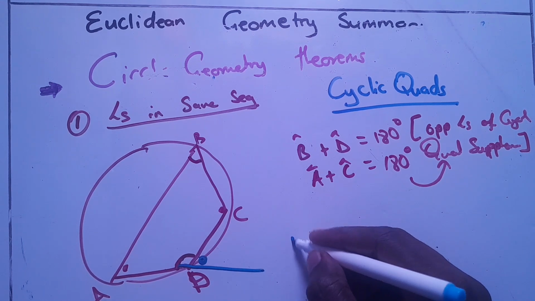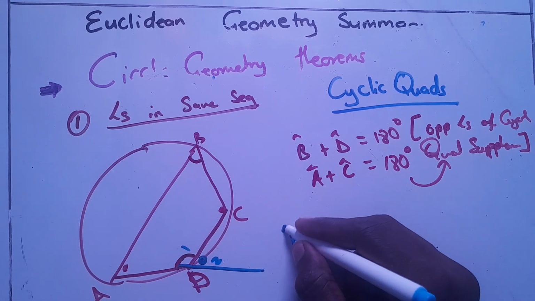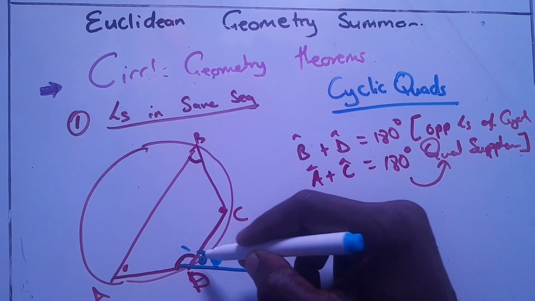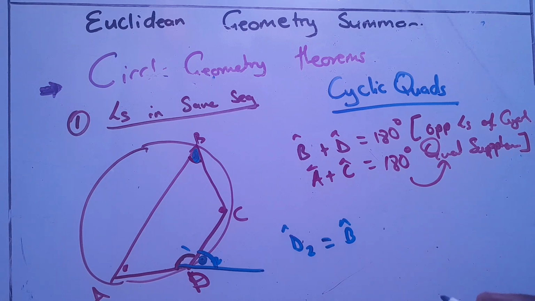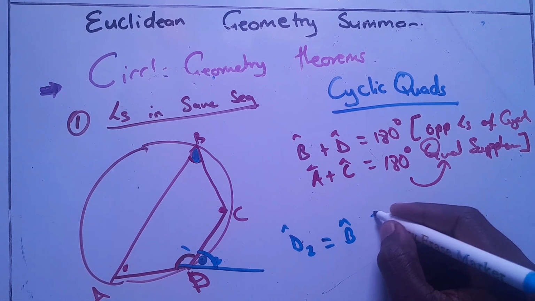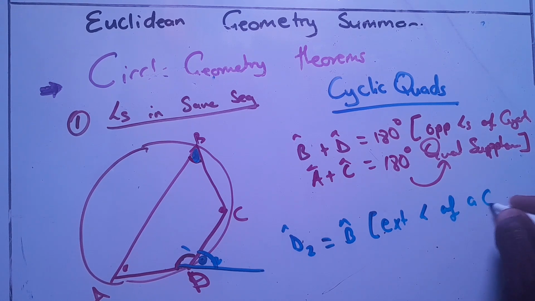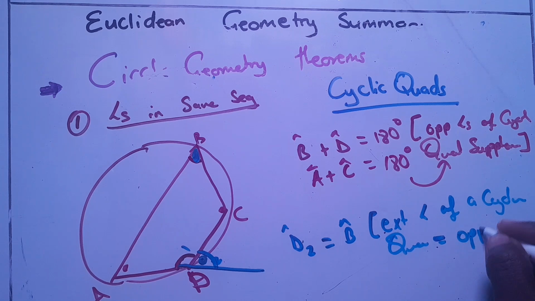a cyclic quad. So angle D2 there, so this is 2 and this is 1, will be the same as our angle B. So this extended angle outside here will always be equal to the opposite interior, right? So we can just write that down as: exterior angle of a cyclic quad is equal to the opposite interior angle. So the exterior angle will always be equal to the opposite interior angle.